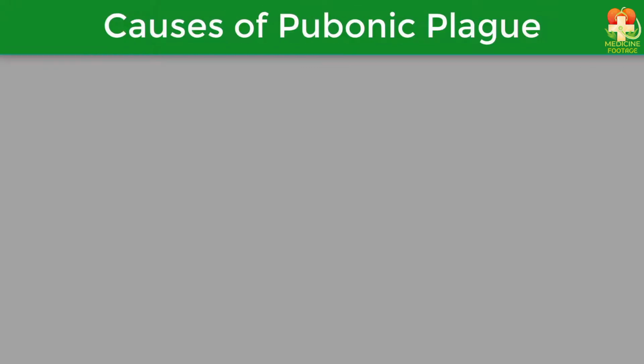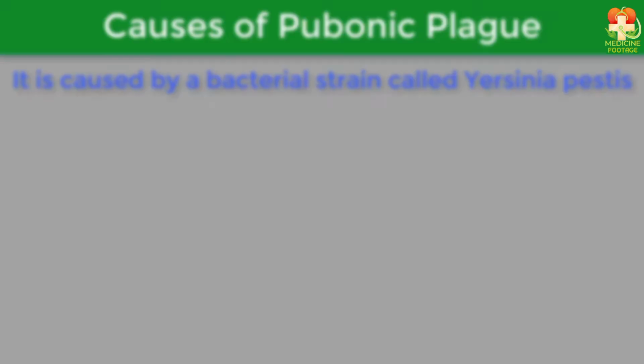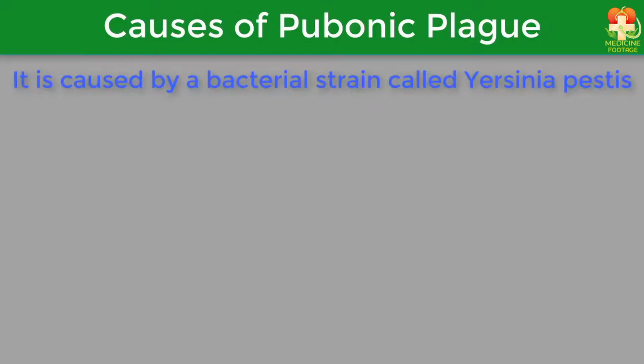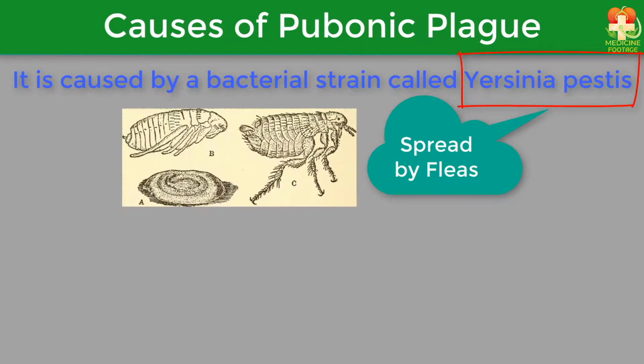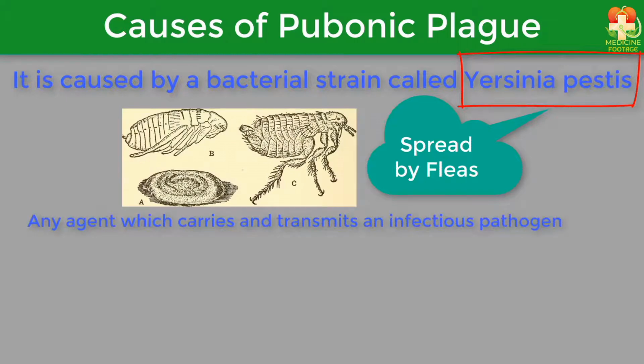Now let's discuss the causes of the bubonic plague. What are the causes of this plague? As I mentioned earlier, it is caused by bacteria. The name of the bacteria is Yersinia pestis. However, this bacteria spreads through fleas, just like diseases such as malaria or dengue, which are caused by pathogens like Plasmodium or bacteria. But these diseases are spread by an organism, and these organisms are called vectors.